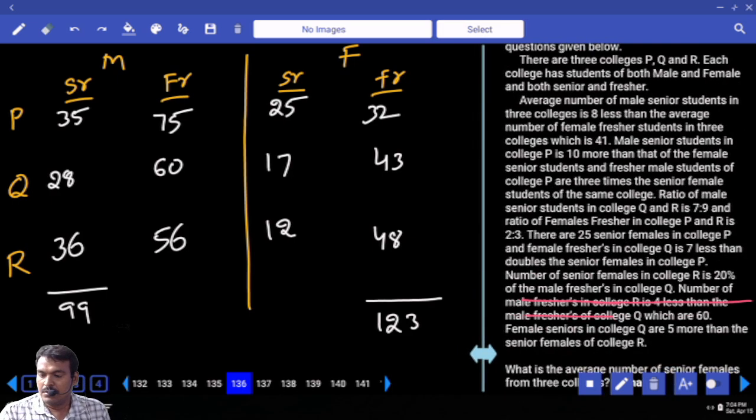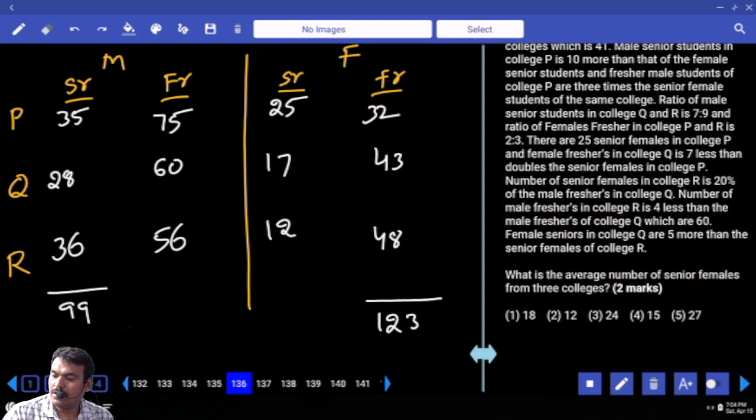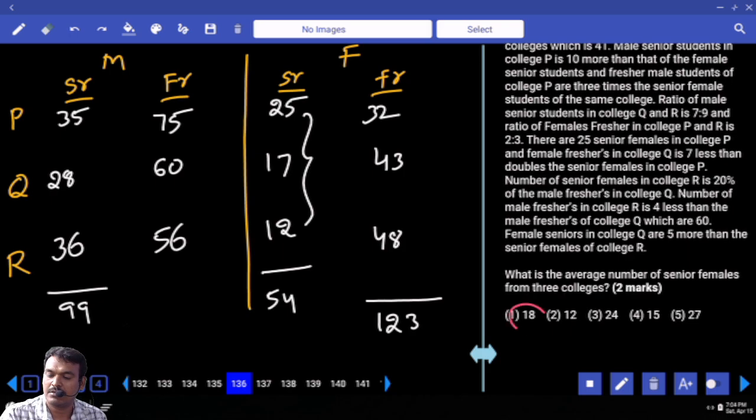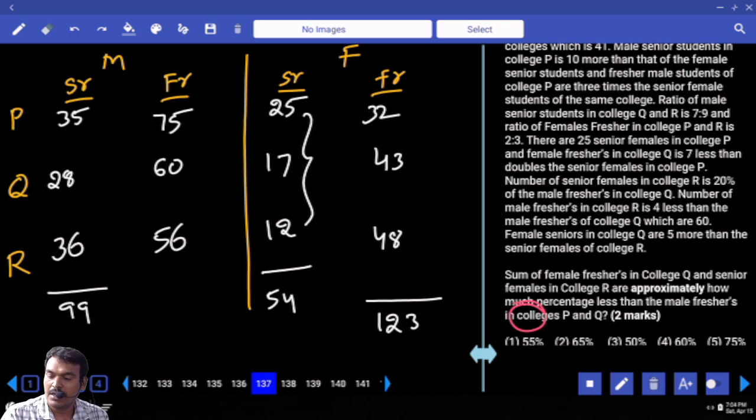What is the first question? What is the average number of senior females from the 3 colleges? All these are adding or subtracting. Adding 25 plus 17, 42 plus 12 means 54. Sum is 54, means the average is 18. Next, 137.